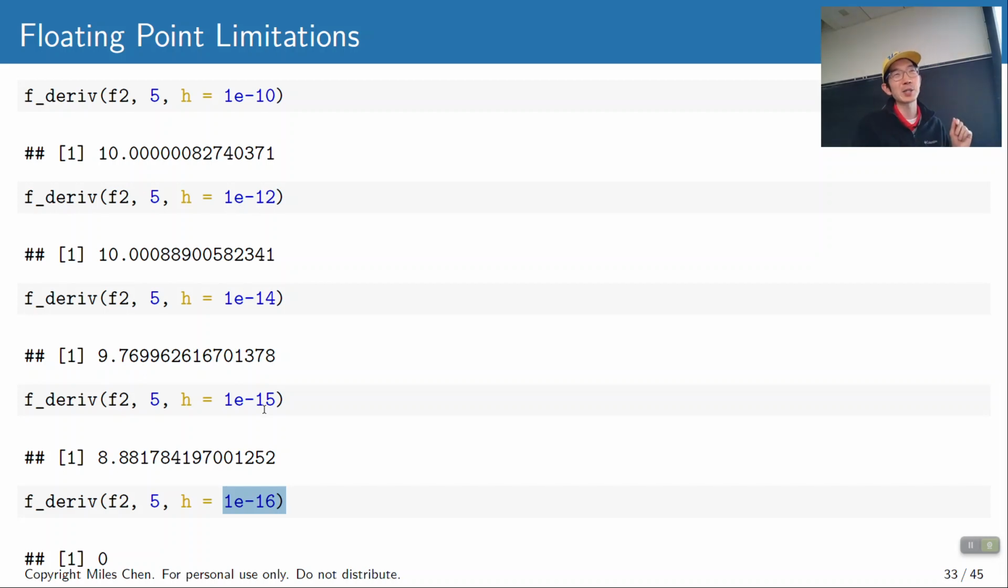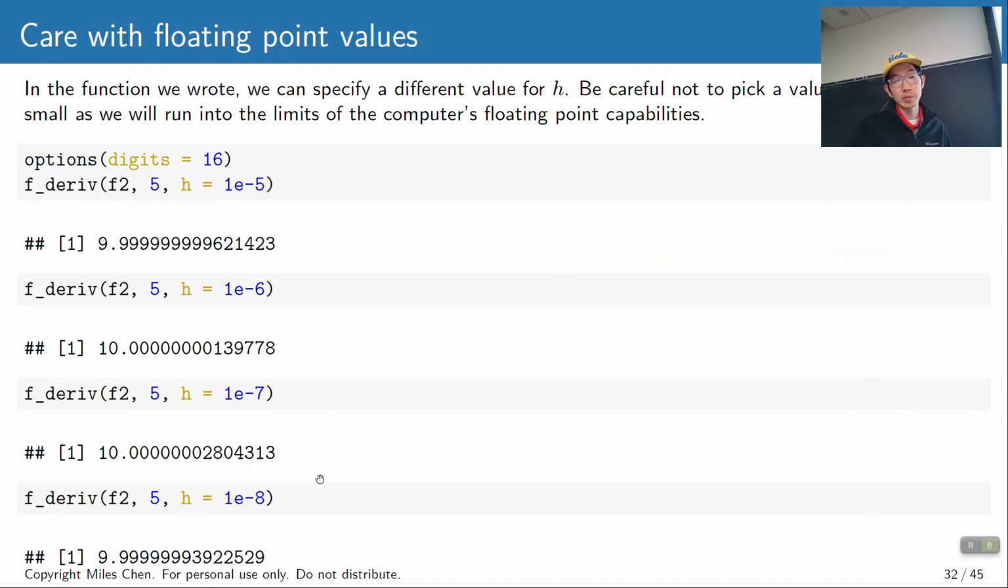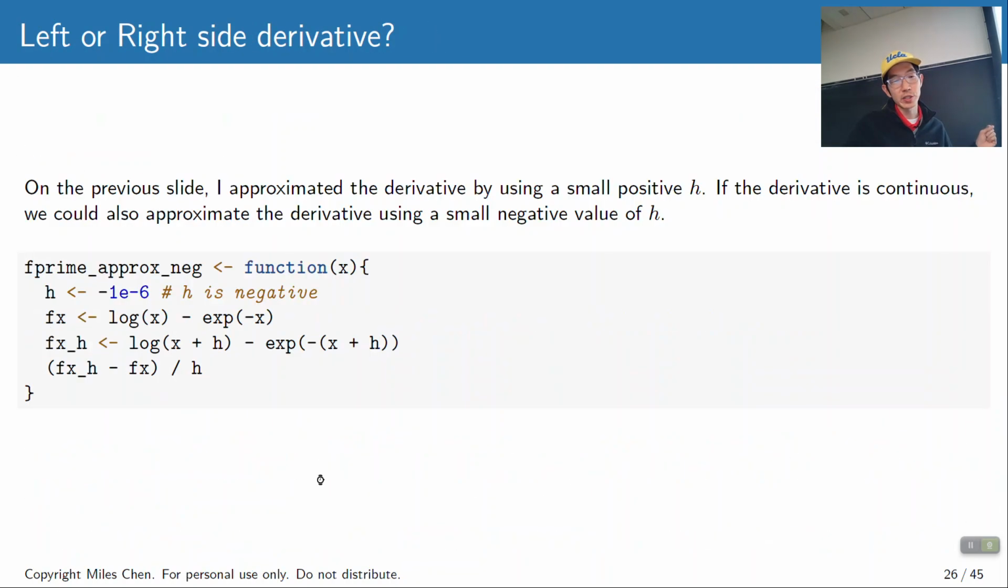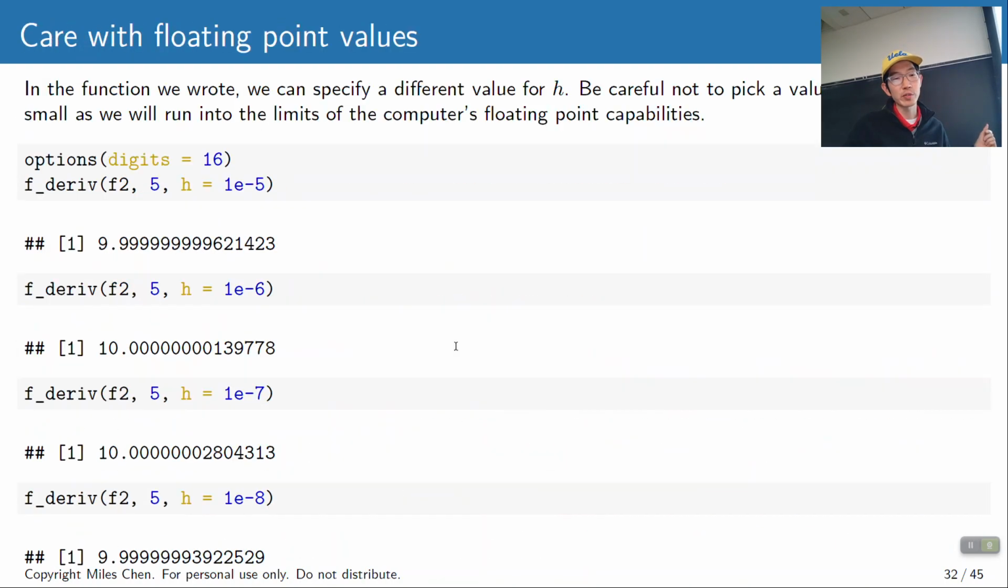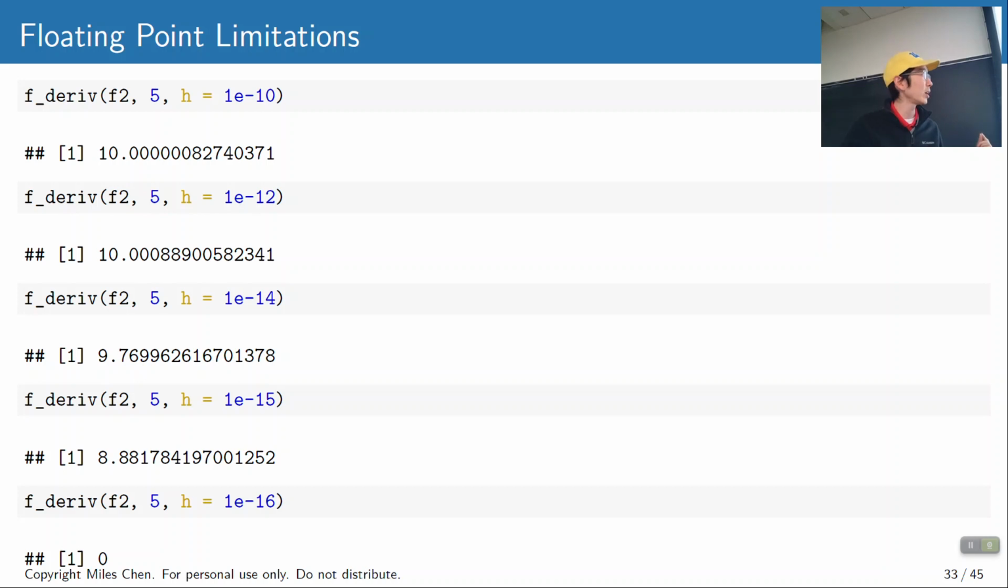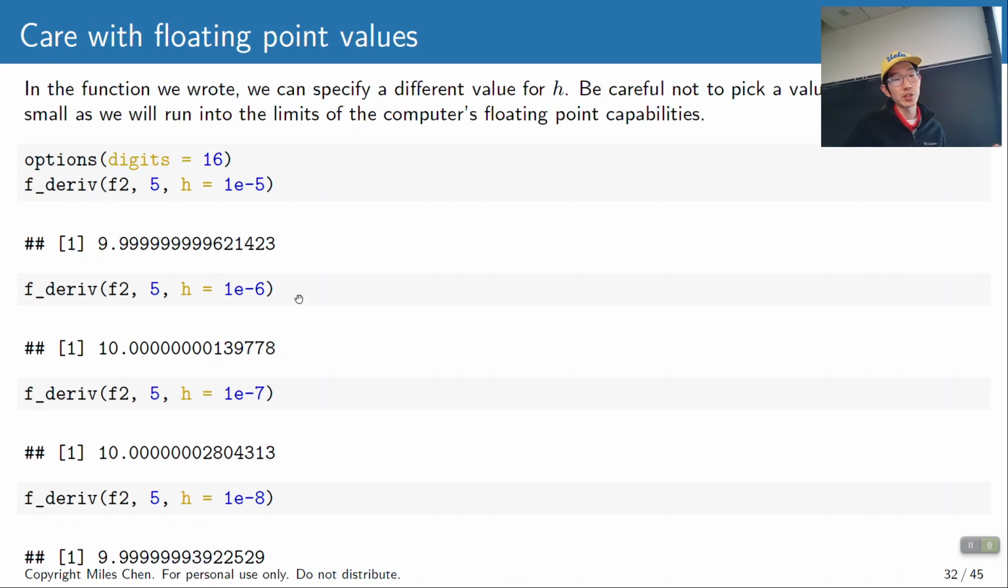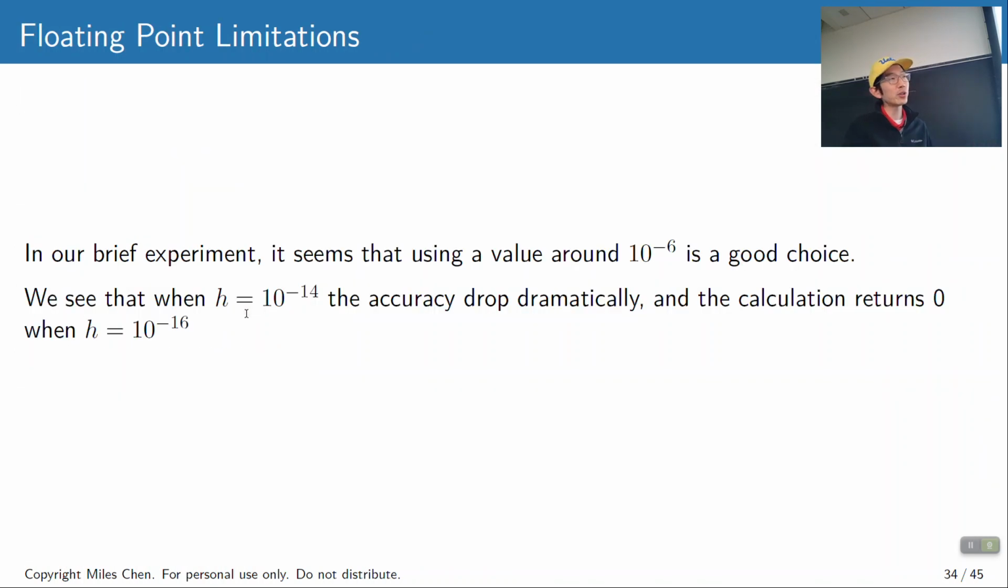All right, so our accuracy actually goes down as we try to use smaller and smaller h's. So yeah, in real numbers, the derivative is when h goes to 0. But we don't have real numbers, we have floating point numbers, and we actually get more precise answers. Our answers are more accurate by using a larger h, okay? There's no one-size-fits-all answer, all right?